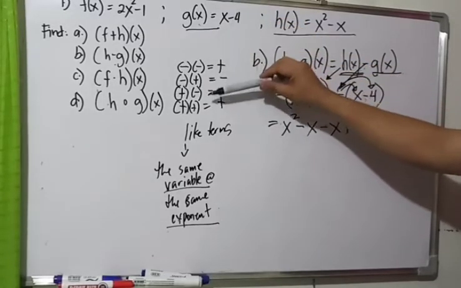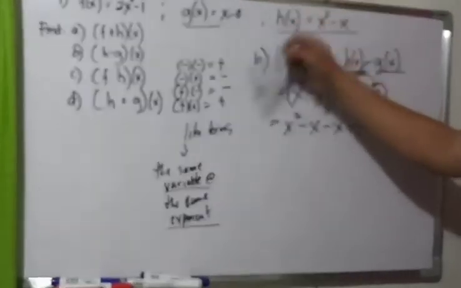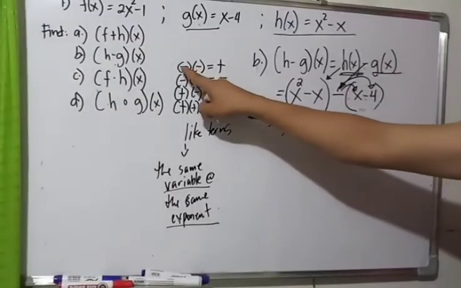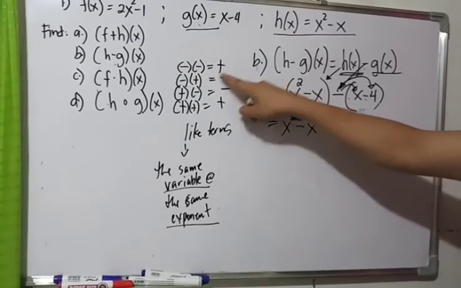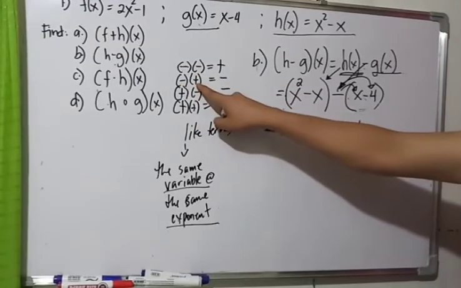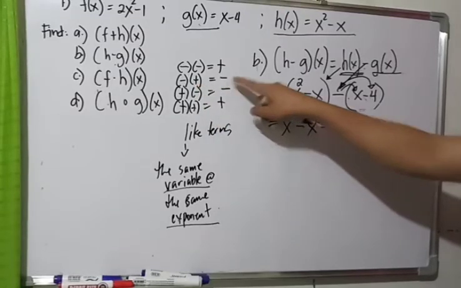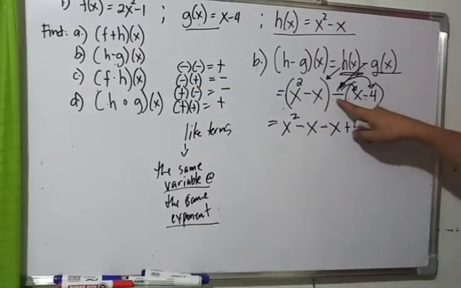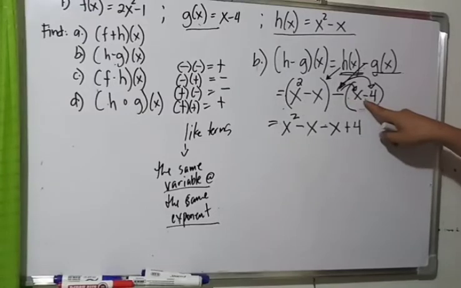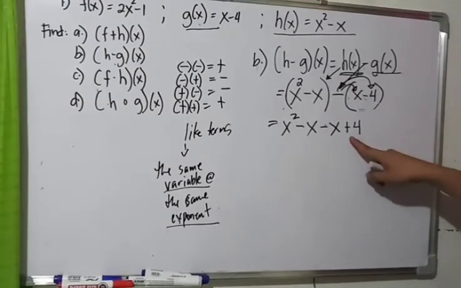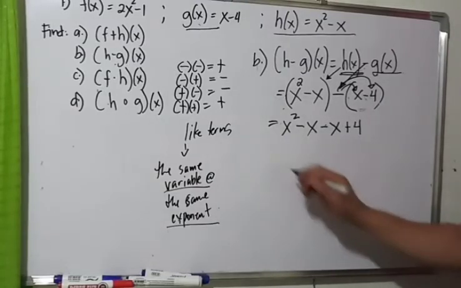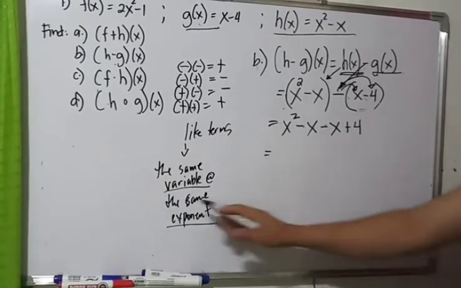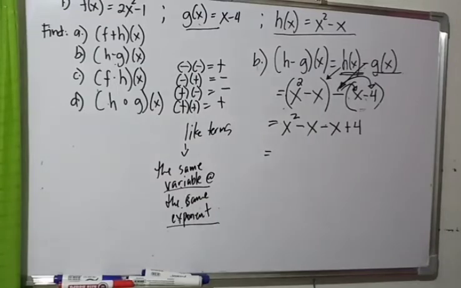Multiplication and division, ito yung gagawin ninyo. Pag negative times negative or negative divide negative, ang result niyan is positive. Then, negative times positive, the result niyan is negative. Same dito. Negative times positive, so magiging positive 4. Okay? Then, combine like terms again. Like terms, the same variable and the same exponent.